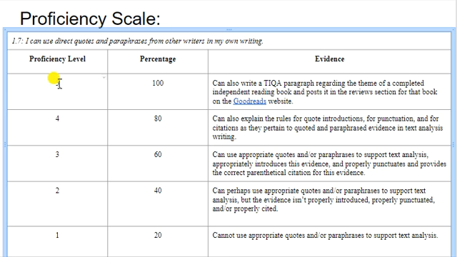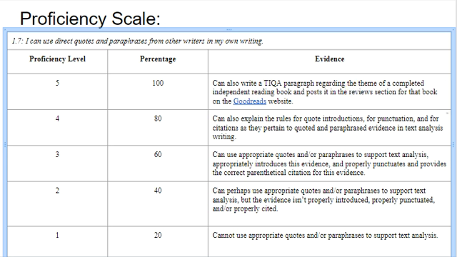And then finally, to get to a 5 on this one, you need to be able to do those two things and also write a TICA paragraph. And you, as of right now, have no idea what a TICA paragraph is. But of course, the playlist will teach you what that means and how to do it. So on top of writing paragraphs with quoted evidence, you also are going to write a TICA paragraph regarding a theme of a completed independent reading book. So you're going to decide what you think the theme is of your independent reading book, write a TICA paragraph about that, and post that on the Goodreads website in the review section for that book.